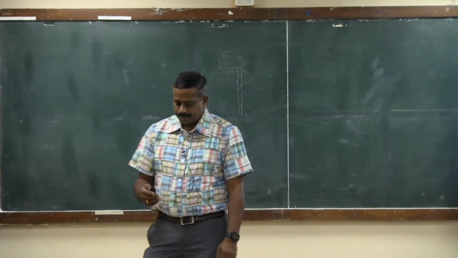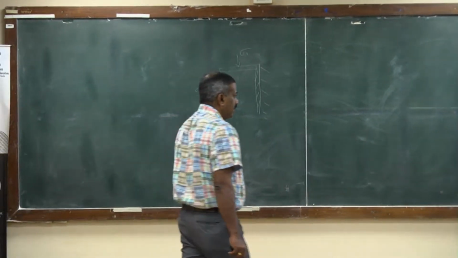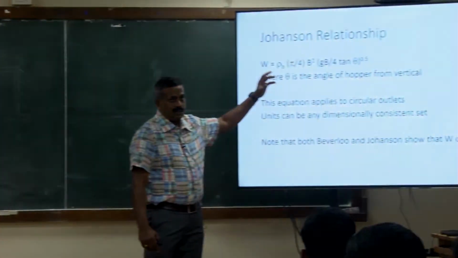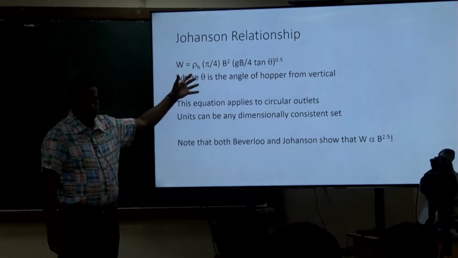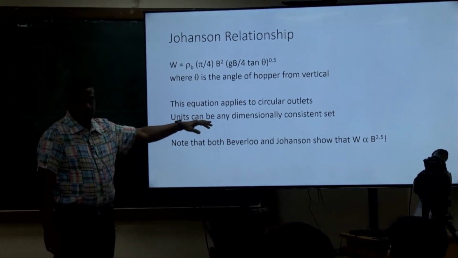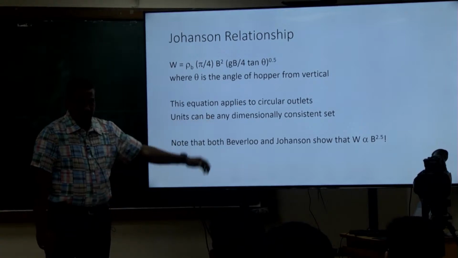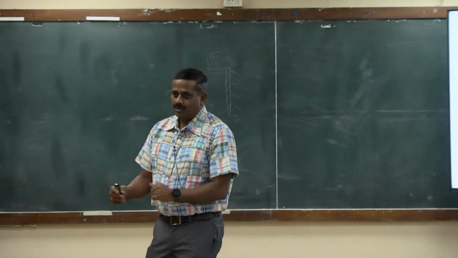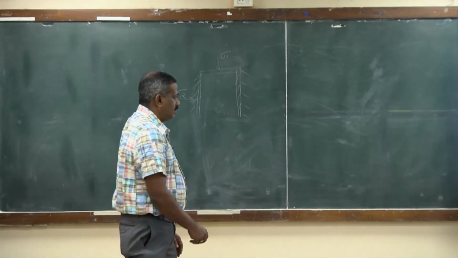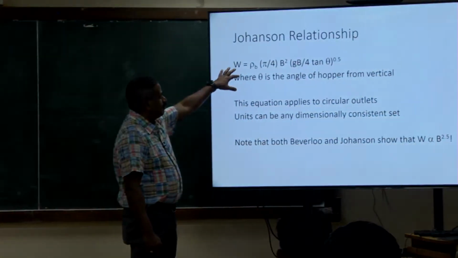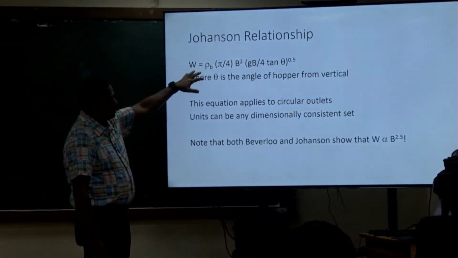Same for the Johanson relationship. It's mostly used for circular orifice openings, circular outlets. But again, you can use any type of unit system, the only thing is that the units should be consistent. If you are using the metric system or SI system, use the same units for all the constants in the equation.